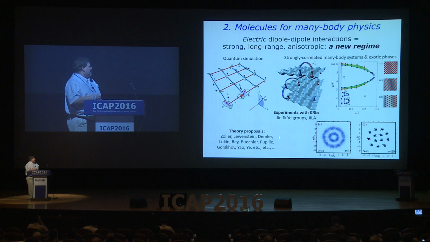So there are many, many proposals for experiments that would use the properties of polar molecules to study interesting new physics, to do things like simulation of quantum magnetism, to look at exotic phases in strongly correlated systems. There's been a set of pioneering, absolutely beautiful and seminal experiments from the groups of Debbie Jin and Jun Ye at Yale using potassium rubidium molecules that have started to explore this space, but there's still an enormous amount to be done in this area.